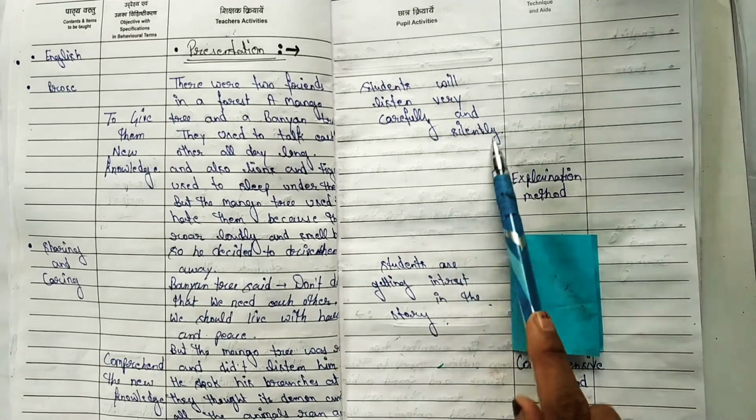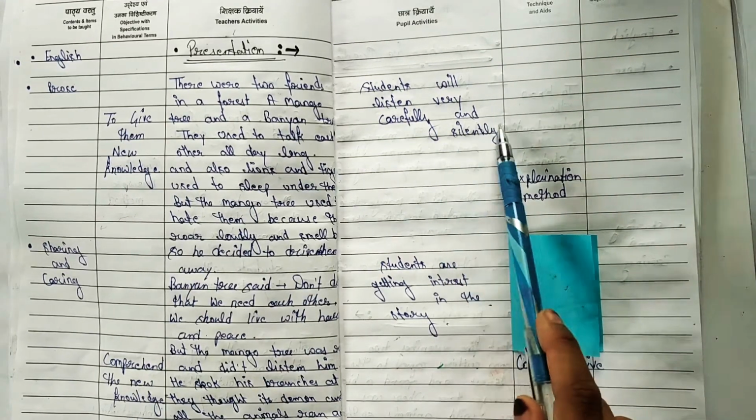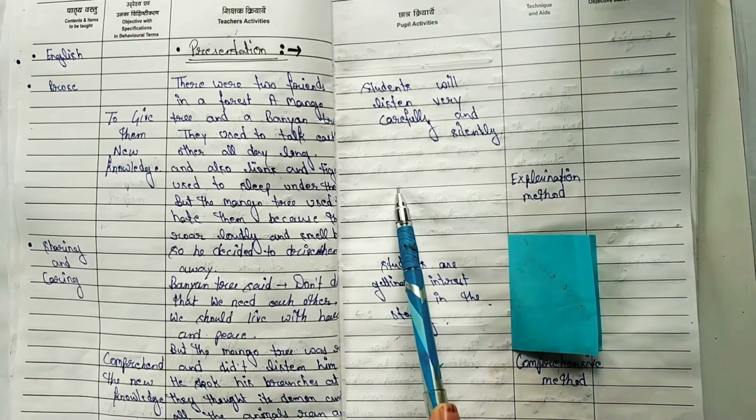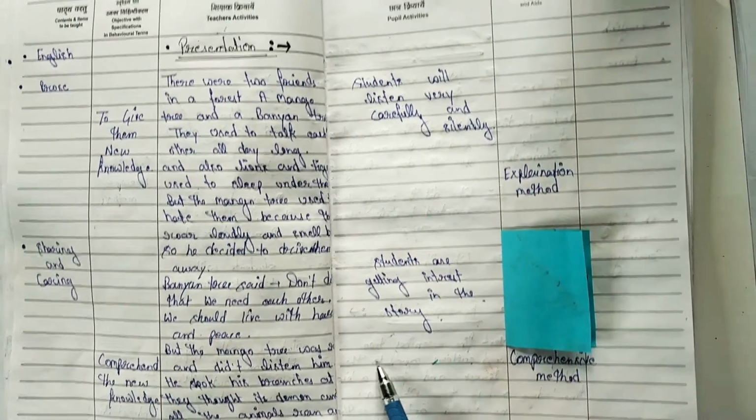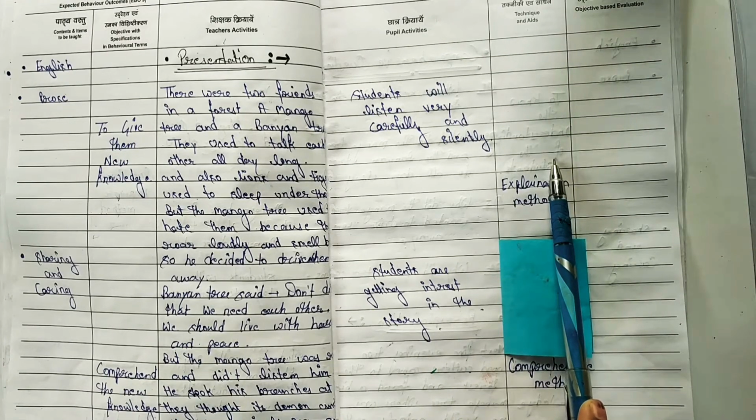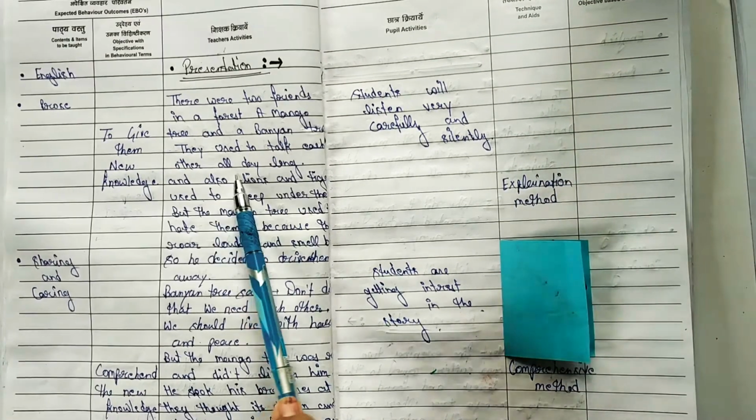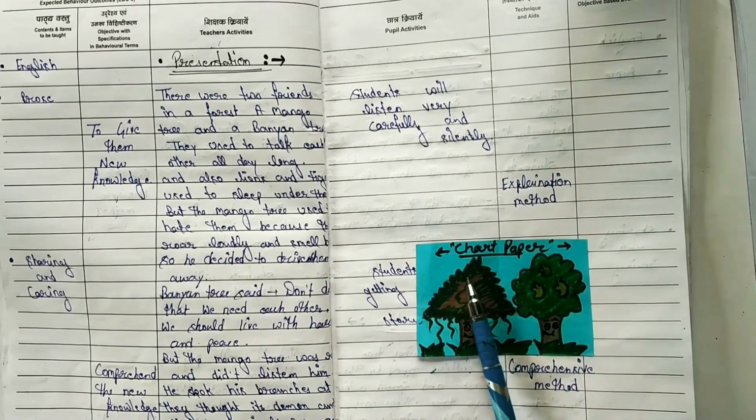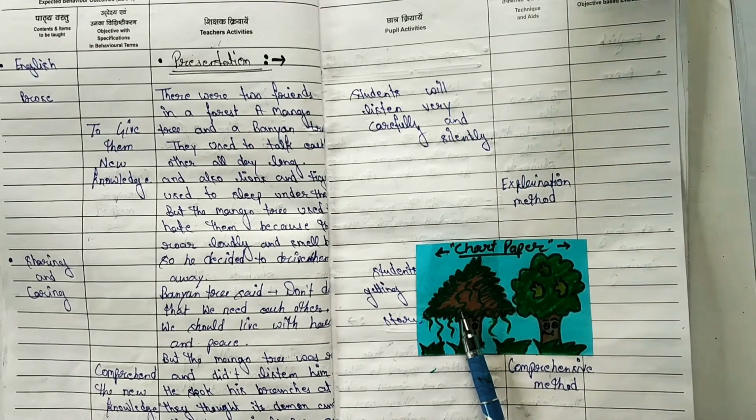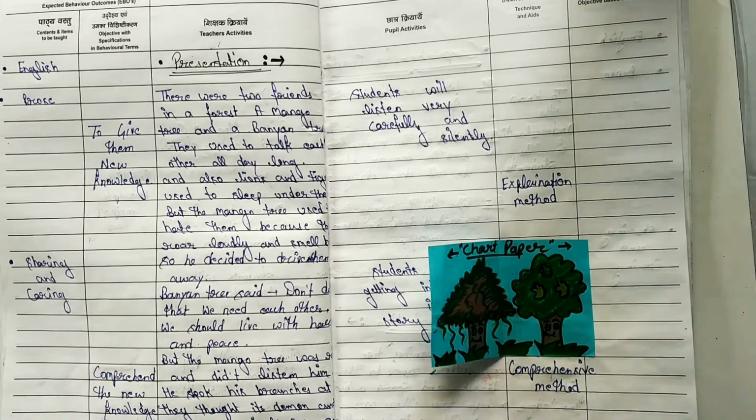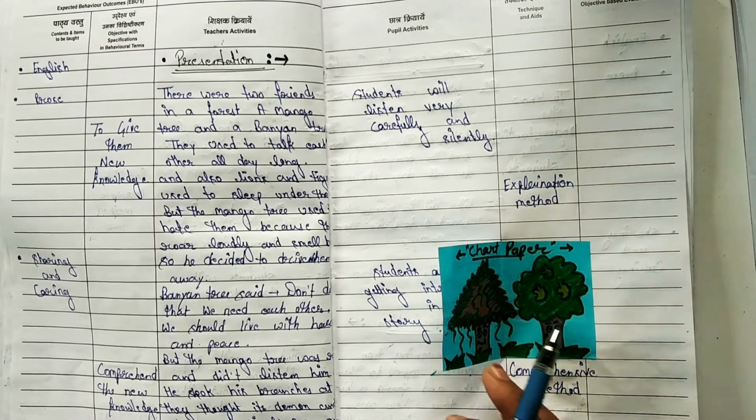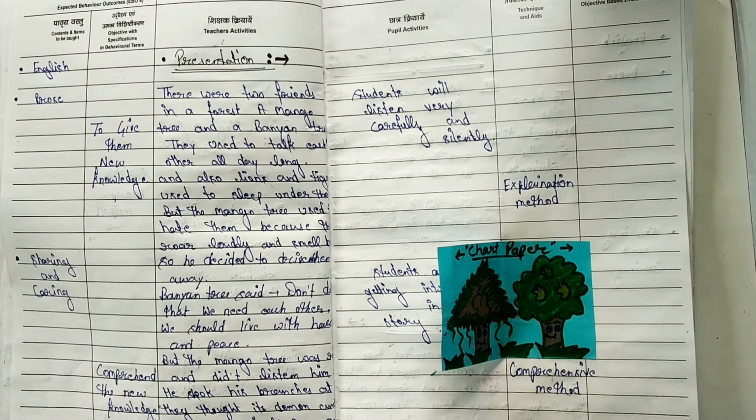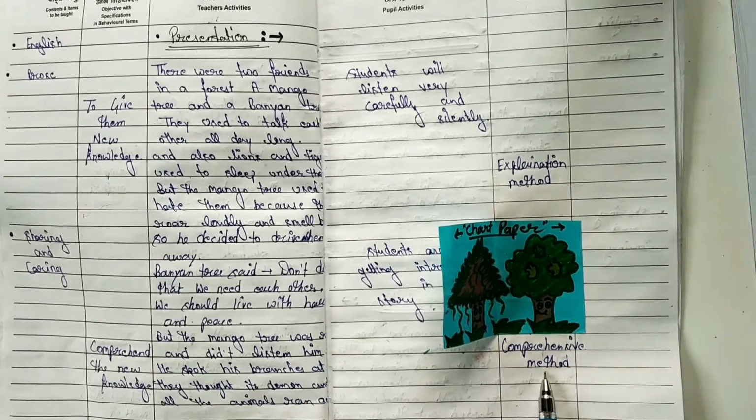And here, for the pupil activity you can write, students will listen very carefully and also silently. Here you can see students are getting interested in the story, and what technique are you using here? Like the explanation method. And also if you have a chart or a model, you can present it, because it makes the knowledge permanent. It makes the student more creative, and they get curious to learn the new chapter. Here you can write your comprehensive method.